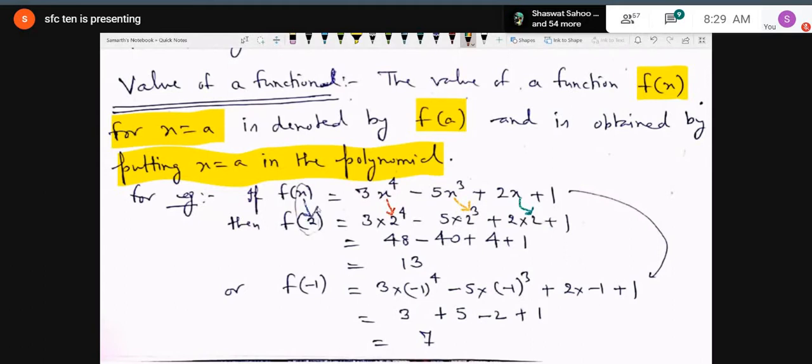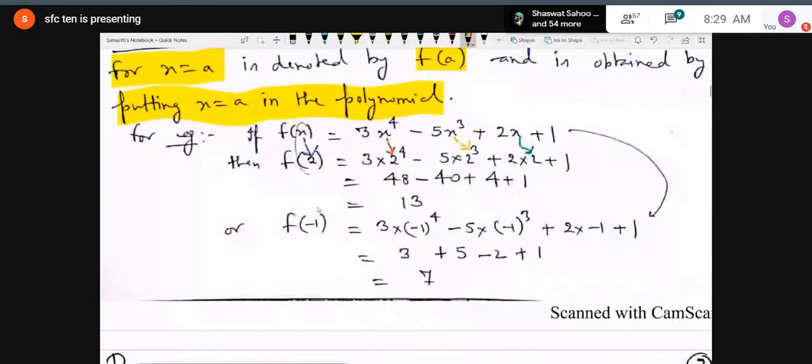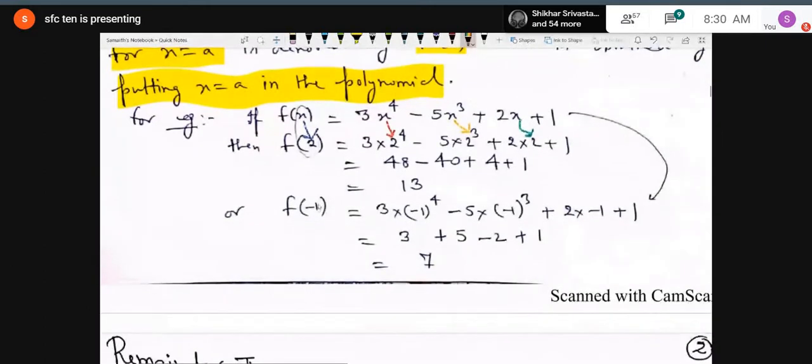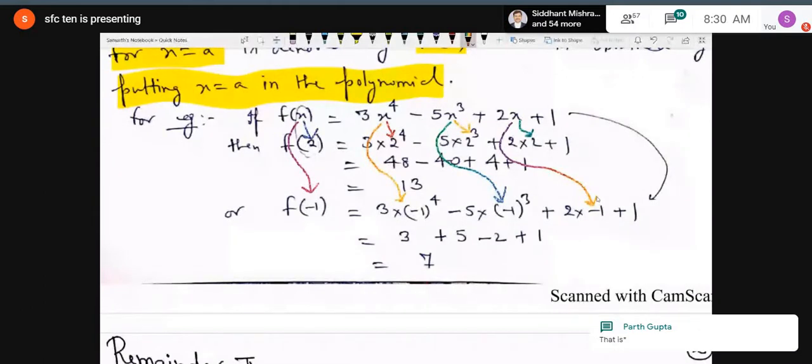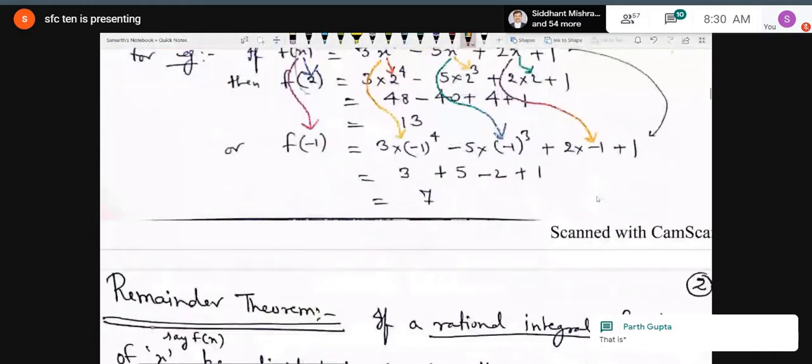Or suppose I want to get the value of f(minus 1). That means I have to replace x by minus 1. So I will substitute minus 1 in place of x on the right hand side, and I will get the result as 7. So the value of the function is the same: whatever value of x you substitute, you will get the value of the function at that point. Now let us start the remainder theorem.